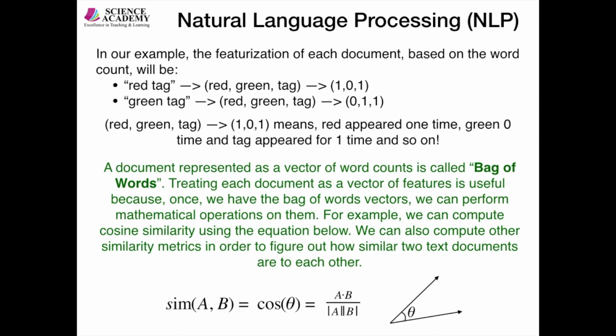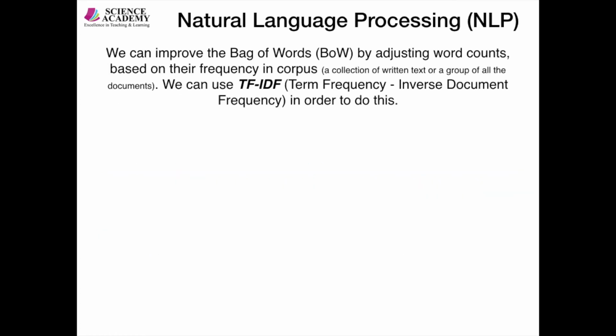Treating each document as a vector of features is useful because once we have a bag of words vector, we can perform mathematical operations on them. For example, we can compute cosine similarities using the equation below. We can also compute other similarity metrics in order to figure out how similar two text documents are to each other. So we have a bag of words.